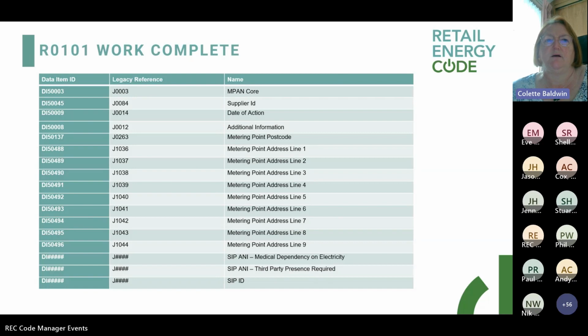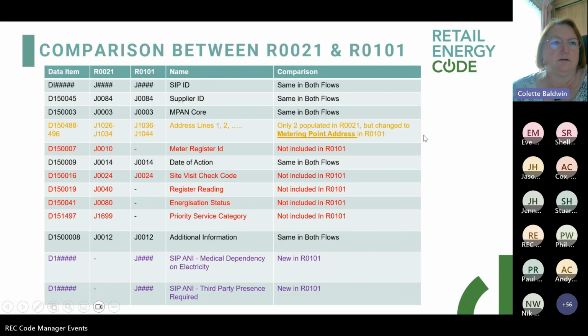updating the PSR. And I think lastly, I've got a couple of slides that maybe just give you a side-by-side comparison. So it just shows you the same colour coding. The new items are in purple. Things that we've deleted from the flow are in red. So you can see there that we've taken out the priority services category. We've also taken out the site visit check code and register reading. And we have changed the address from the J items for address to the J items for metering point address.